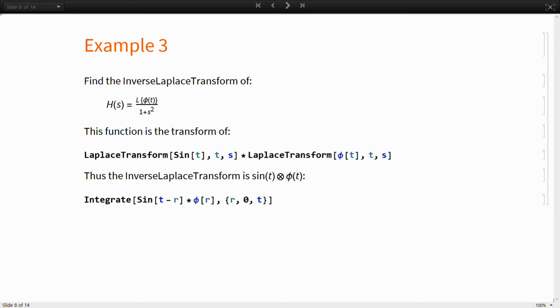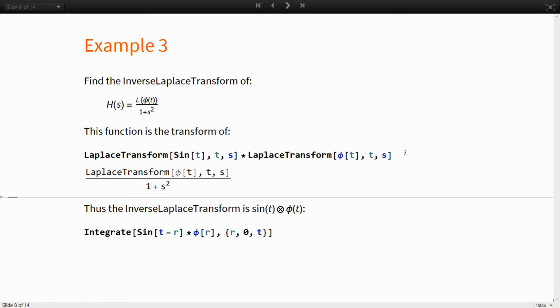In this example, we will find the inverse Laplace transform of the function here, where phi of t is an arbitrary function of t. Recognizing that the 1 over 1 plus s squared part is the Laplace transform of sine of t, we can see that the function above is equal to the Laplace transform of sine of t times the Laplace transform of phi of t. Therefore, using the convolution theorem, we can calculate the inverse Laplace transform by calculating the convolution of sine of t with phi of t.